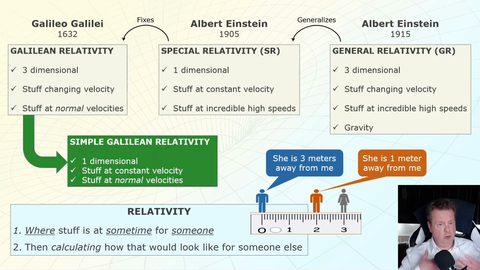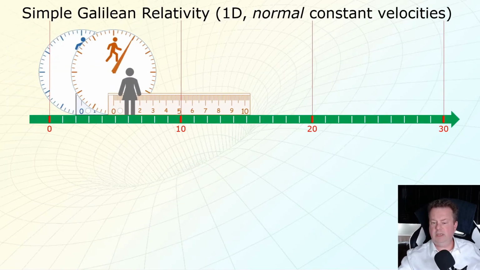And today we are going to look at Galilean relativity, restricting ourselves to a single dimension in space, having objects only move at constant velocities, and those velocities need to be normal, not too fast. And we will see that this model breaks down at some point, and then we can make the jump to special relativity. Here we see an animation.